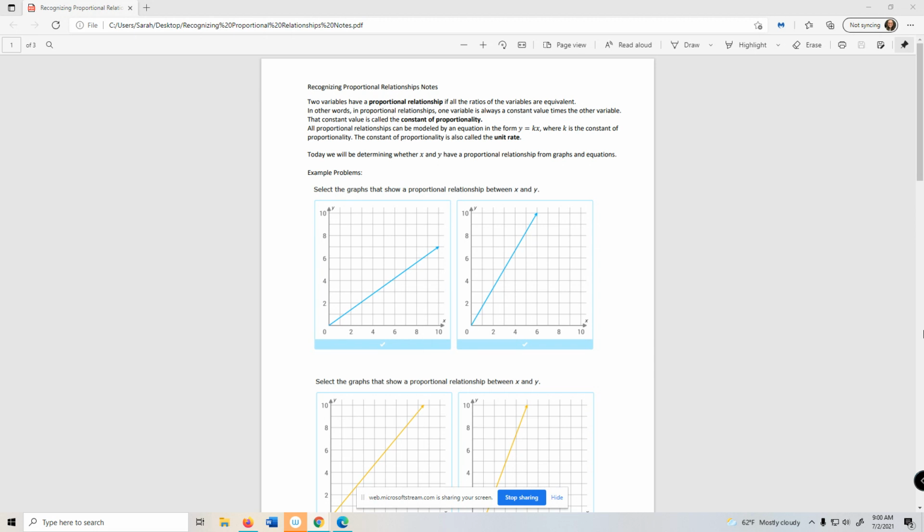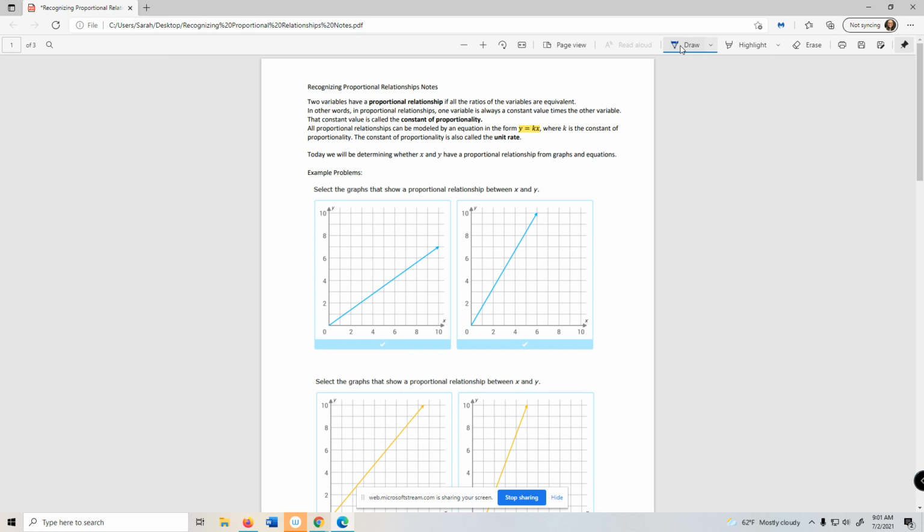Another way to say that is one variable is always a constant times the other variable. In equation form, we usually think of it like this: y equals kx, where that k is the constant value. We call that k the constant of proportionality. Sometimes people also call that the unit rate.